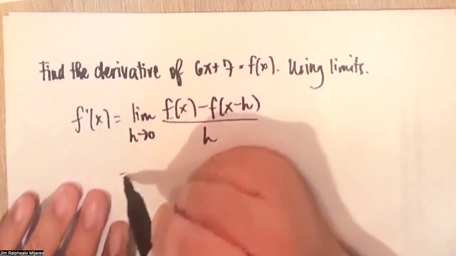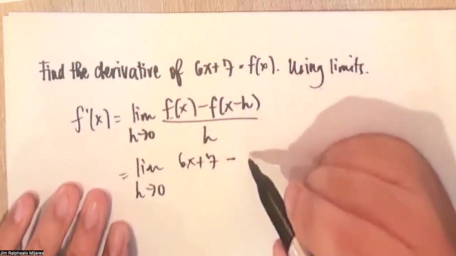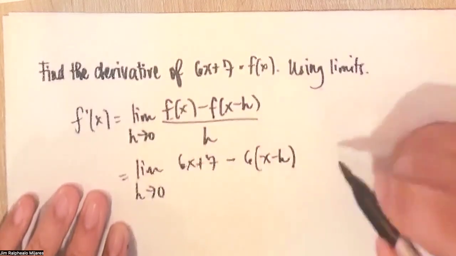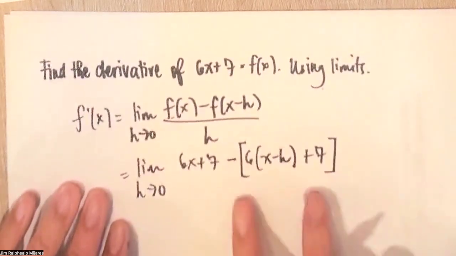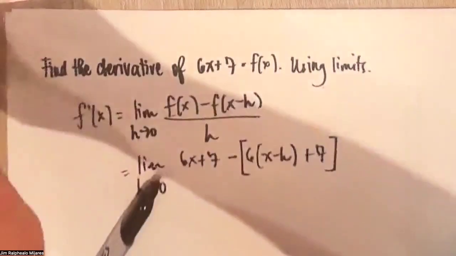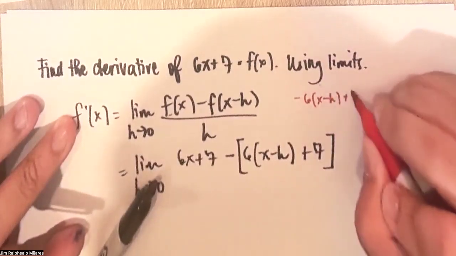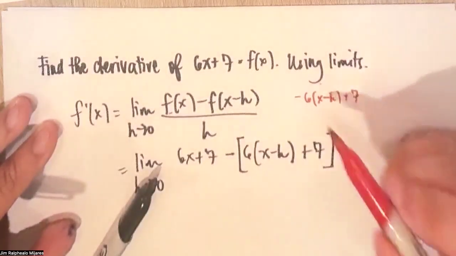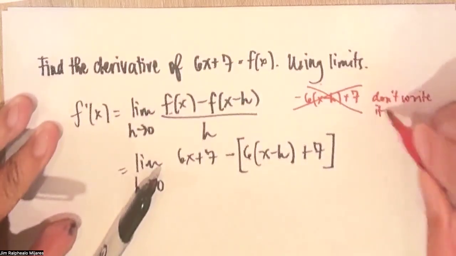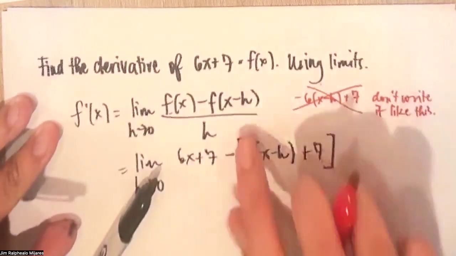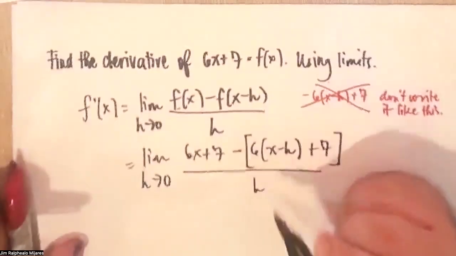So then we simplify, this becomes 6x plus 7 minus 6 times x minus h plus 7. Guys, it's safest if you use these parentheses. Don't just write it like this. Minus 6 times x minus h plus 7. No, no, no, no, no. Do not write it this way. Not right. Don't write it like this. Always include the brackets. All over h.